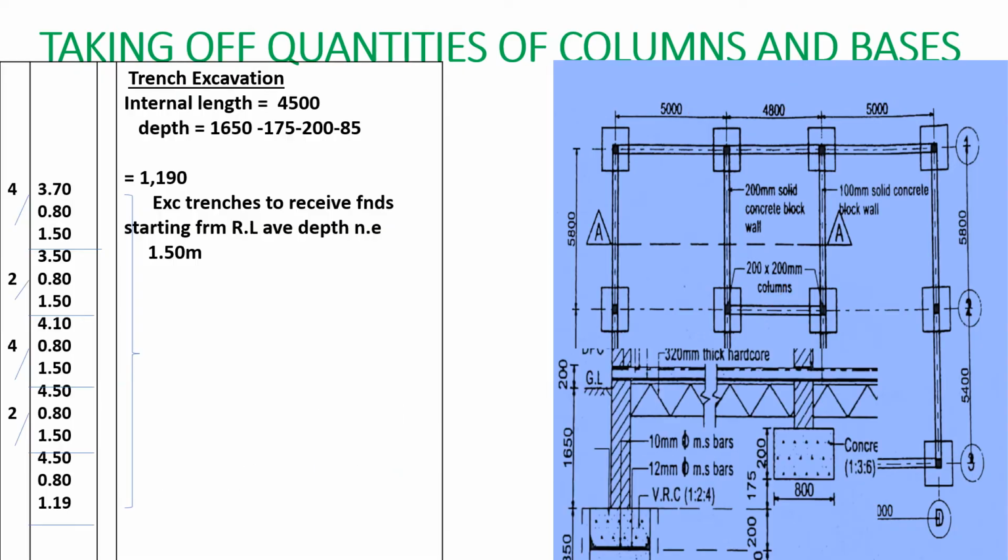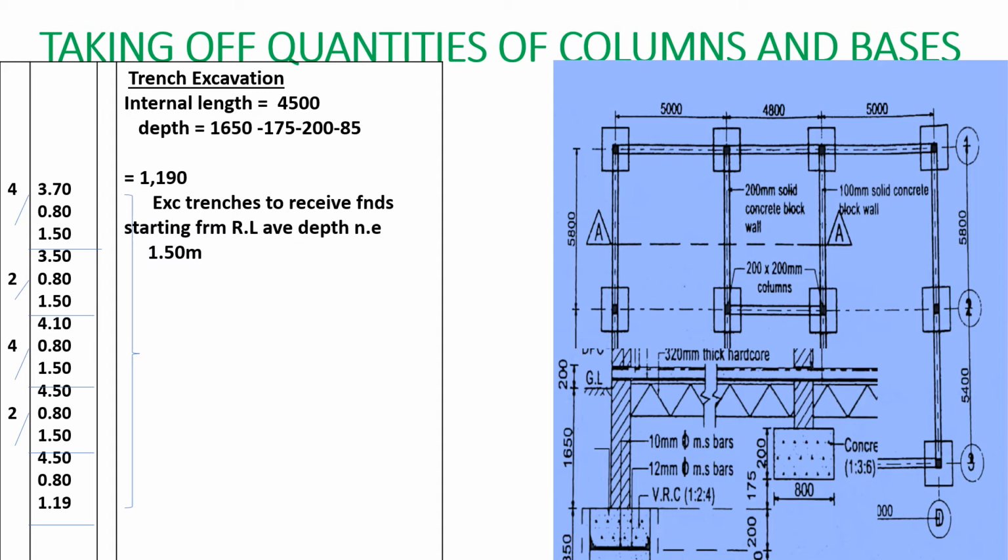So let's book that one. We are booking it in stages. So the first stage is 3.7 by the width of excavation is 800 millimeters, and then by 1.5. The next one is 3.5 by 0.8 by 1.5. The other one is 4.10 by 0.80 by 1.5 by 4. And then we have 4.50 by 0.80 by 1.50 by 2.